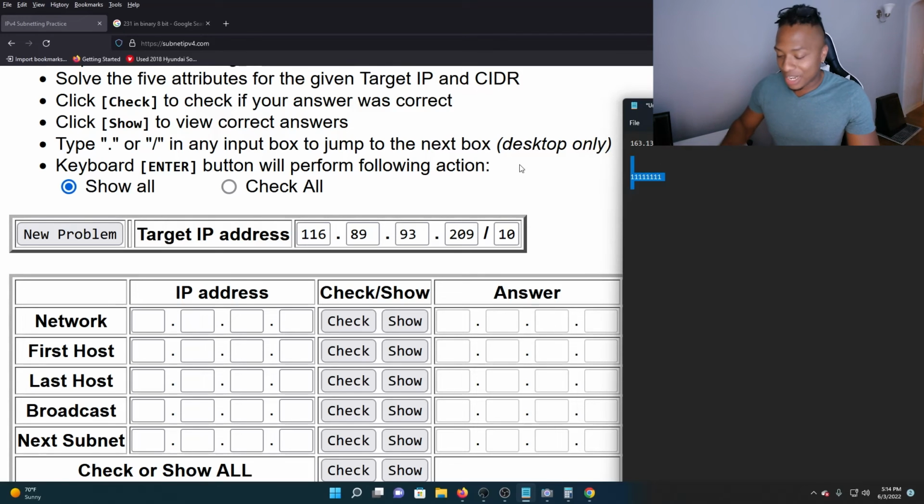But anyway, in this case, we have a /10. Remember what I said: anything with all ones in the subnet mask, we just leave it alone. So what do you think? How many ones does a /10 have? 10 ones. 1, 2, 3, 4, 5, 6, 7, 8. And after the 8th one, we have to put a dot. 9, 10. So this is our subnet mask.